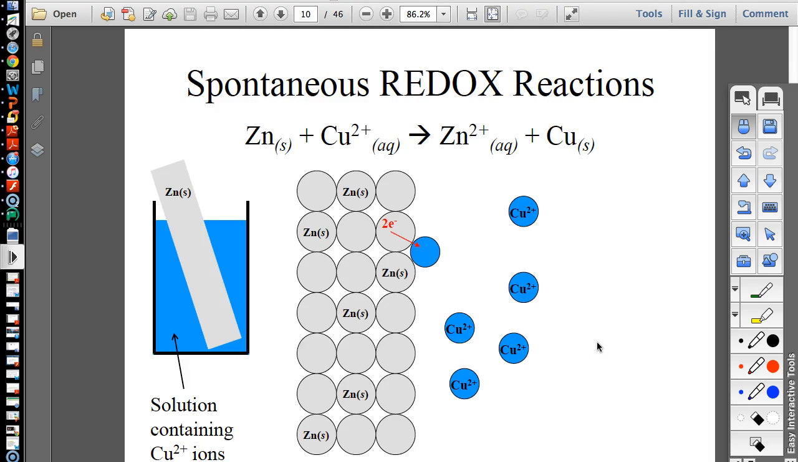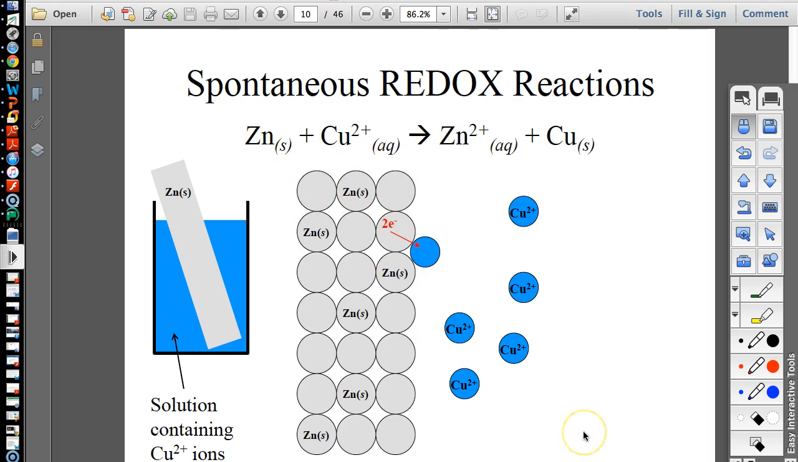Spontaneous redox reactions. If I were to stop what I'm doing right here and put that zinc strip in the copper solution, what will happen is this zinc right here is going to be oxidized, and the copper is going to be reduced. Can you look at this with me and hang with me on that?